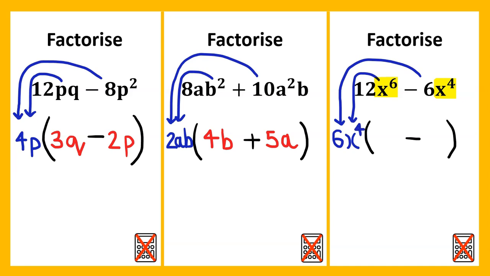So you would need to take the highest power of x divisible from both. And to get 12x to the power of 6, I would need to multiply 6 by 2, and x to the power of 4 would need to be multiplied by x squared. 6x to the power of 4 has just remained the same. This means that you've multiplied by 1.